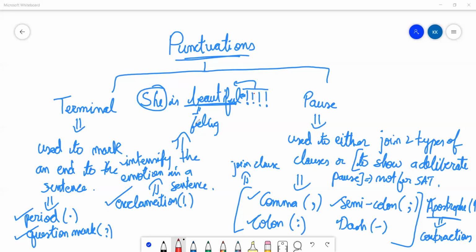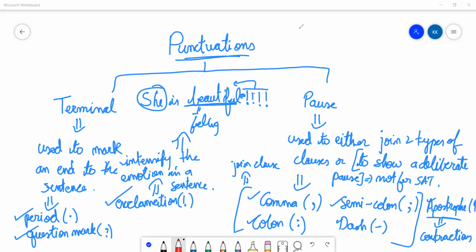Got it? Understood? If you have to say I hate you, okay, and you just put a period. Instead of putting a period, if you put an exclamation, that means you're intensifying the emotion. Got it? That is also one way of non-verbal communication through writing. Got it? Did you understand my point? Yes, ma'am.